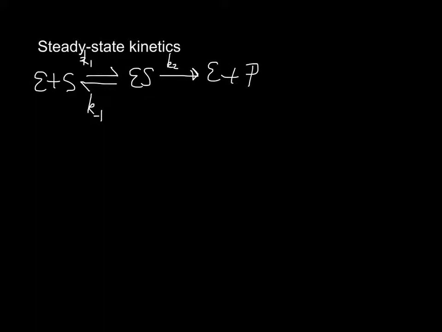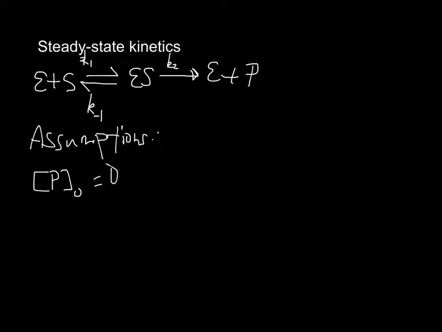Okay, so we're going to have a couple of assumptions, one of which I've already stated. One assumption is that the initial concentration of product, P naught, is equal to 0. So therefore, we don't have to worry about the k minus 2. This is going to be equal to 0 as well. So it's not going to go backwards, because that does make the math more difficult.